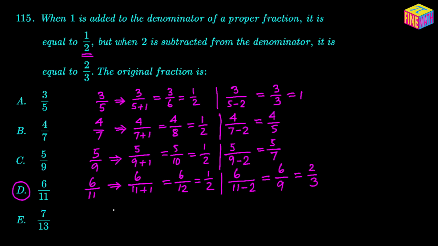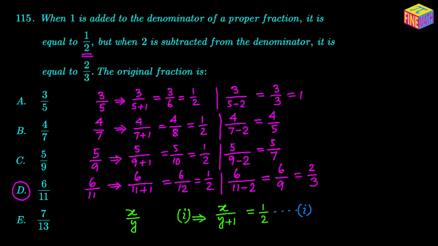Using that method, if we assume that the numerator is x and the denominator is y, that's our original fraction, right? Then from the first criteria, if we add 1 to the denominator, this will be equal to 1/2, and that is our equation number 1.